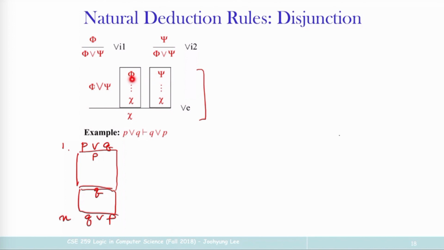Case 1, assume phi. What is the thing that we want to derive? Q or P. Right? So this is line 2. And I don't know this line. But again, if I have this box like this, phi and X, this X is Q or P. So what I don't know yet at this point is how to justify between these two lines, and between these two lines. At least for now. Okay. So what shall we fill in there?